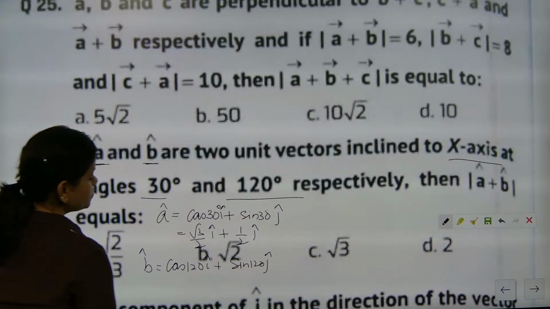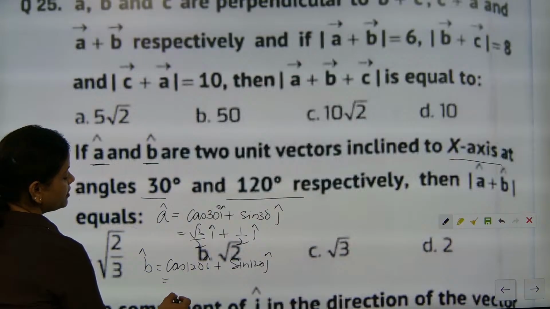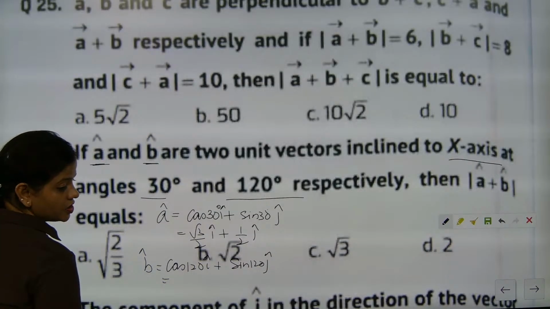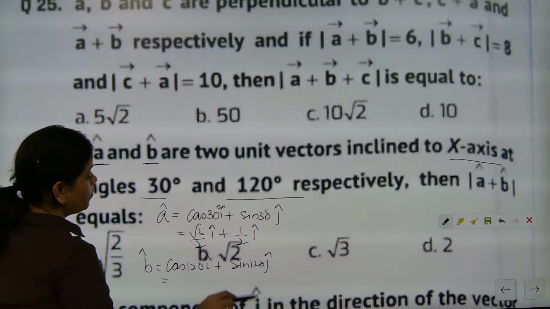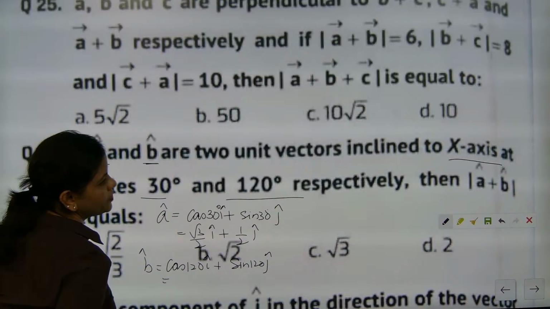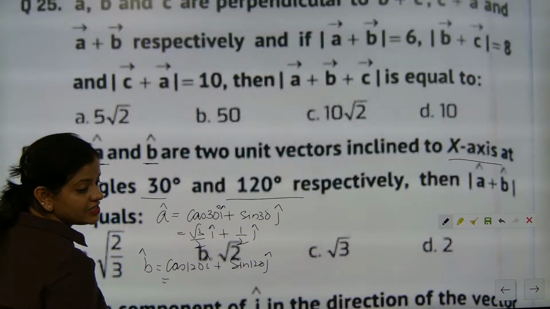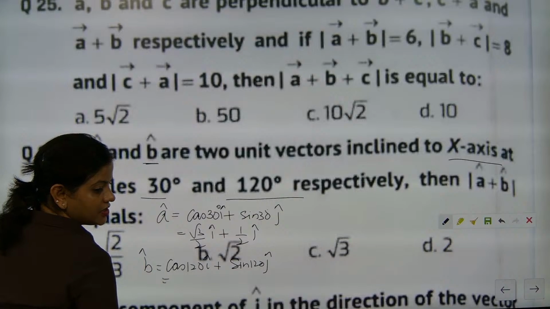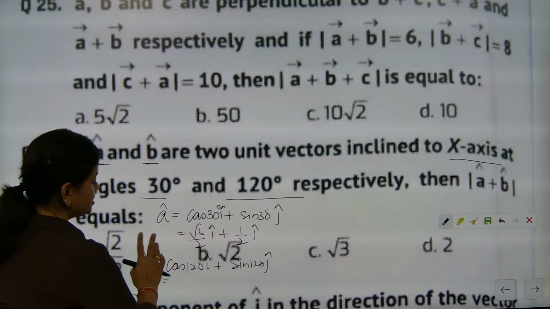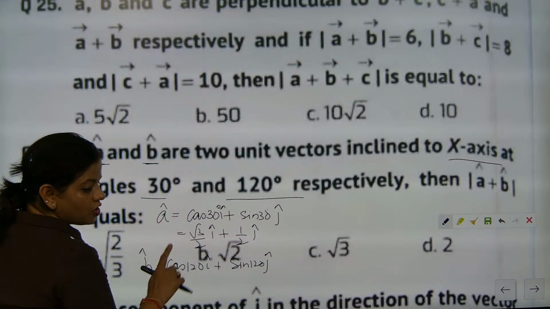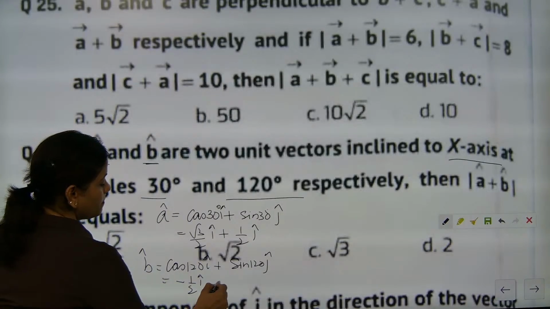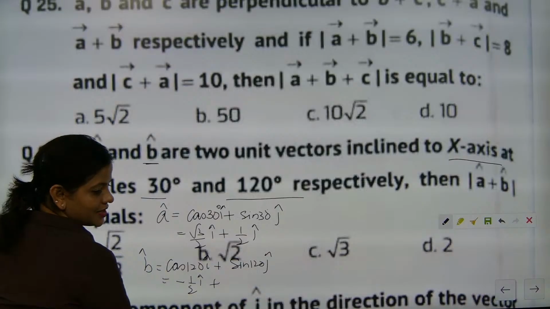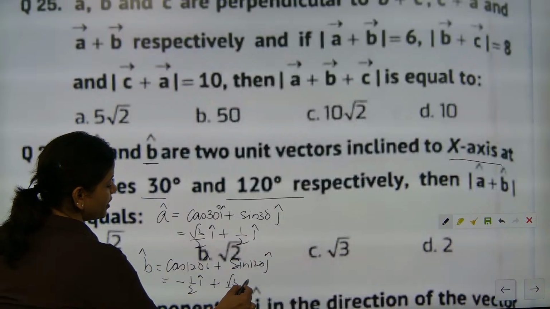So 120 means 180 minus 60. 180 minus 60 will become how much? Everybody please think. It is cos 60 coming, but minus cos 60. Minus cos 60 means minus 1 by 2 i, plus here sin 60, and sin 60 is root 3 by 2 j.